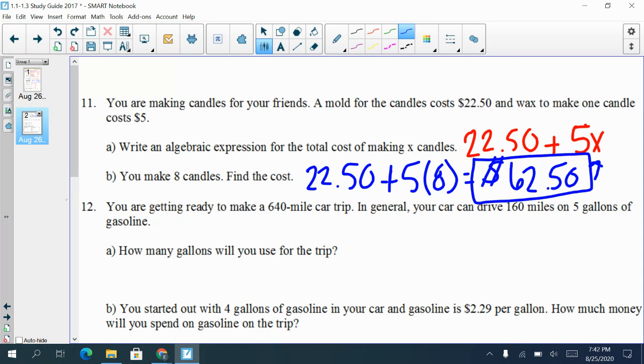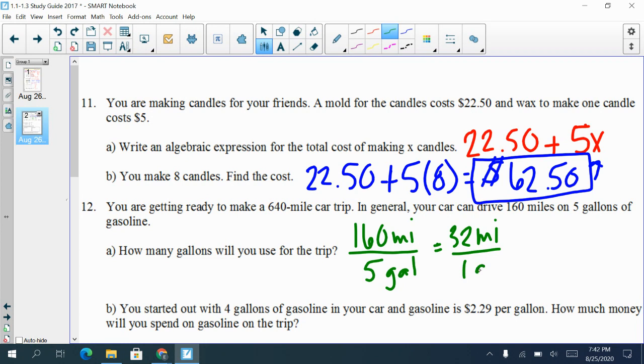All right, number 12. You are getting ready to make a 640-mile car trip. In general, your car can drive 160 miles on 5 gallons of gasoline. How many gallons will you use for the trip? All right, so let's see if we can find our unit rate. So we can say 160 miles per 5 gallons. When you divide, you get 32 miles per 1 gallon, which really isn't too terrible these days.